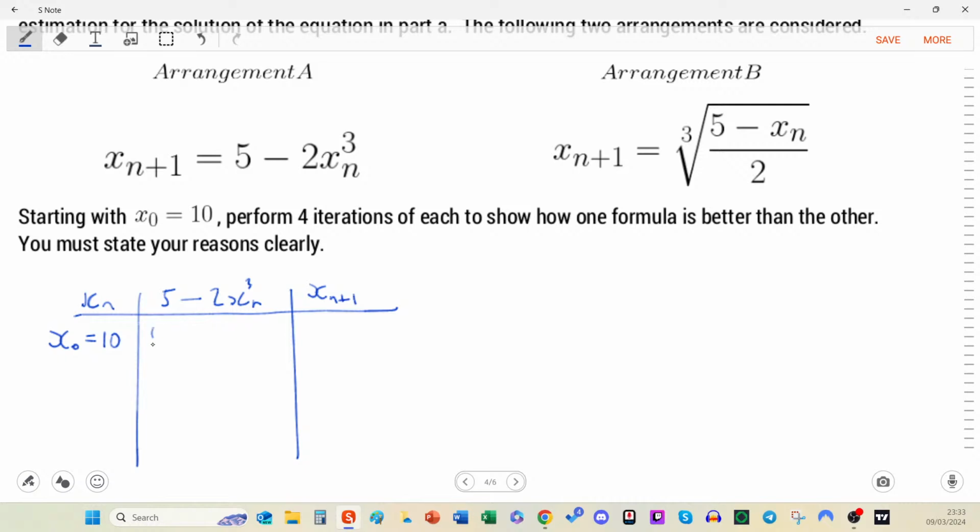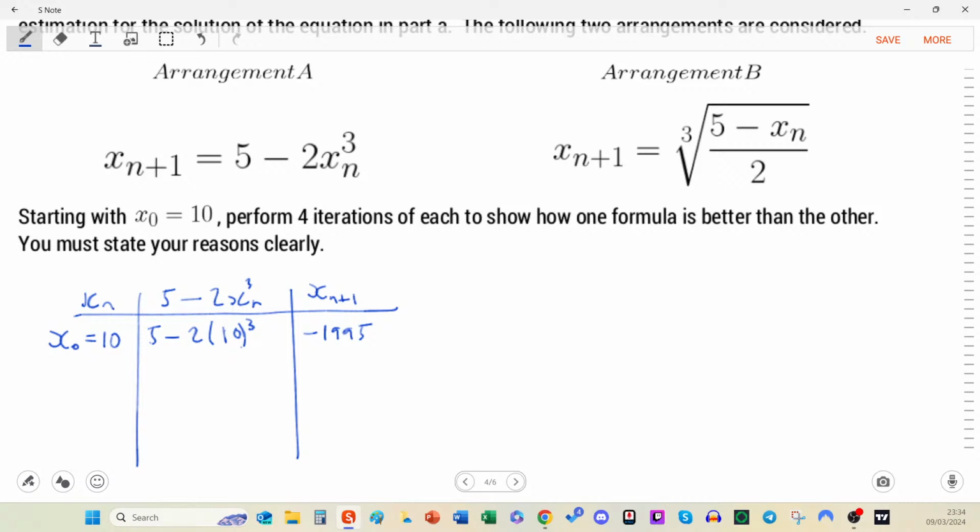So when we put 10 in, 5 take away 2, lots of 10 cubed. Why did I put 100? 10. So that's pretty nasty, actually. So 5 take away 2 times, I would just say that's 1,000. So 2,000. 5 take away 2,000 is minus 1995. Yeah, it doesn't look very nice.